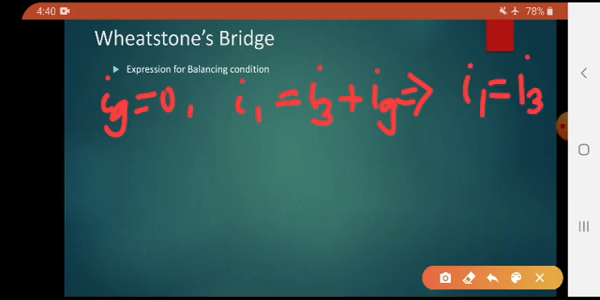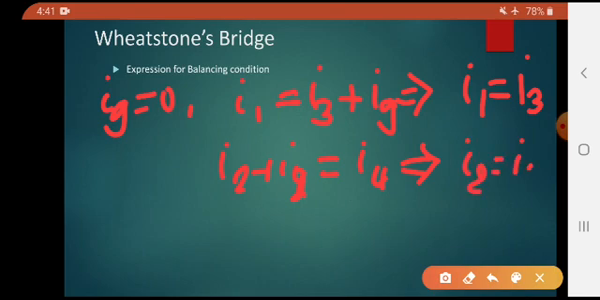From equation 2, I2 plus Ig equals I4. From this equation, I2 equals I4 because the Ig value becomes 0. Right? So at the equilibrium position, the currents passing through the pairs of resistances are equal.